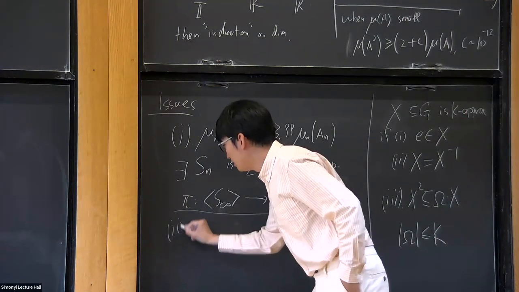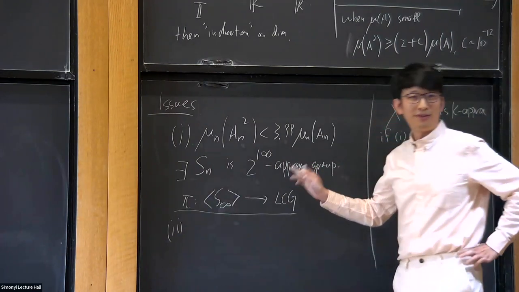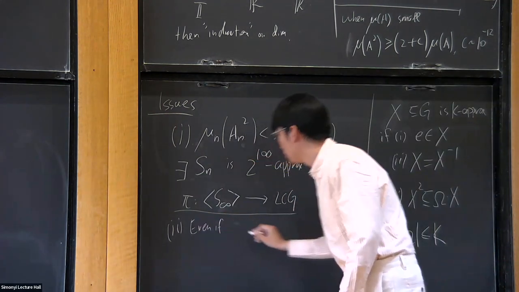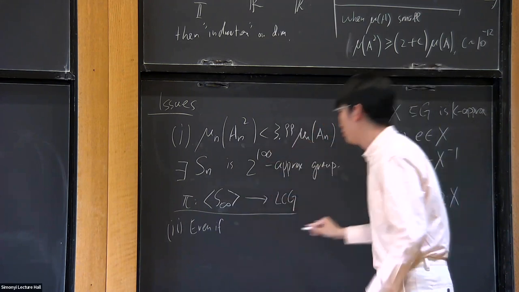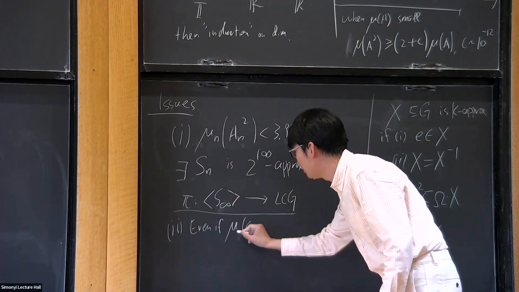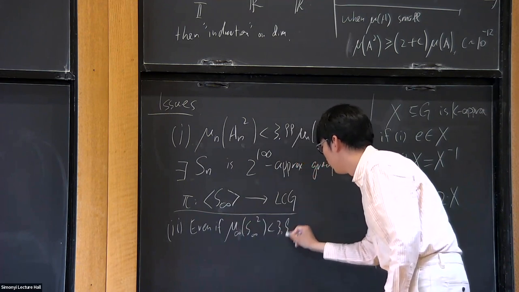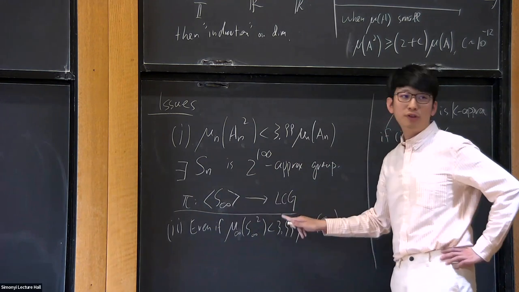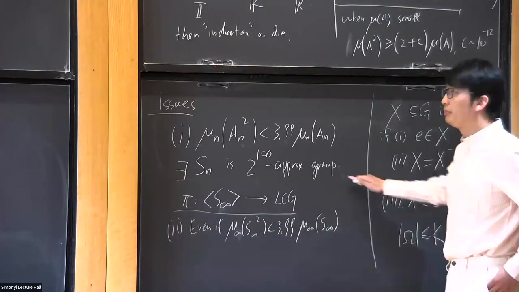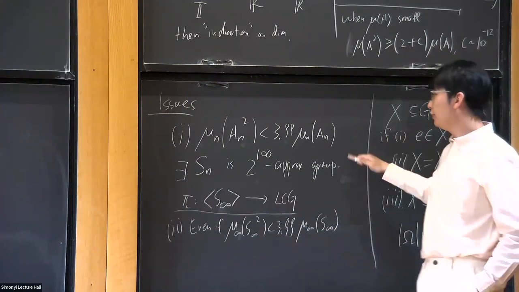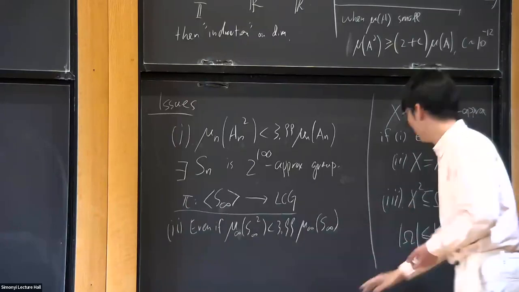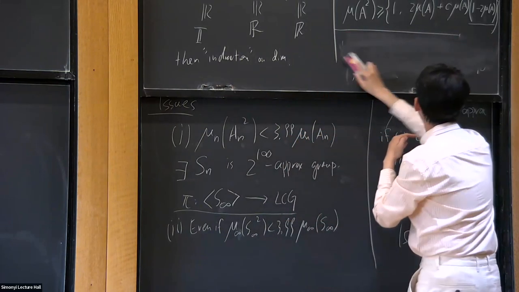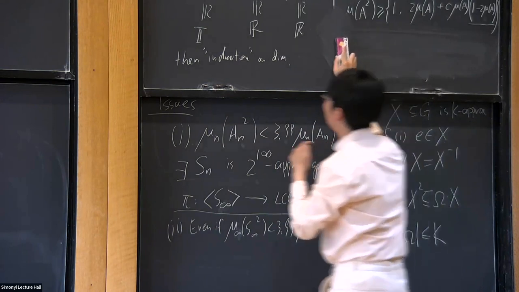And actually there are many difficulties. For example, even if you manage to show S_n has doubling 3.99, although it's a 2 to the 100 approximate group, maybe the doubling is infinity after we quotient down; we lose the doubling. In the classic paper by Tao, he also faced a similar problem. He proved it upstairs and downstairs. Maybe I should draw something like that.